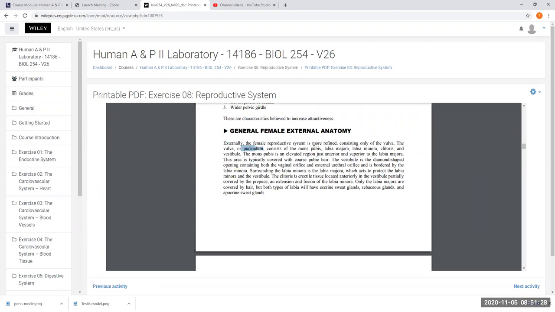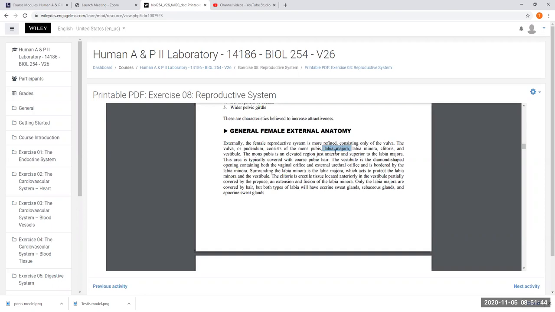Then there are two pairs of labial folds. The outer pair is referred to as the labia majora. And this is plural right here. Labium majus would be singular, but we have a pair of them.